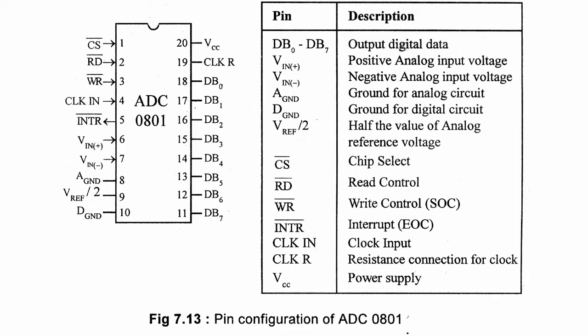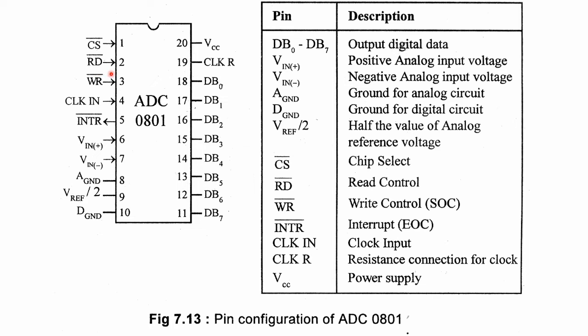See, this is the typical pin diagram and pin description of ADC 0801. 08 is the series and 01 stands for there is only one analog input. There is another IC that is 0808, so it has 8 channel input, but in this case we are going to discuss about 0801. So pin number 1 is nothing but chip select. So if you want to continuously select the analog to digital converter, you have to connect it to ground. Pin number 2 is RD bar.